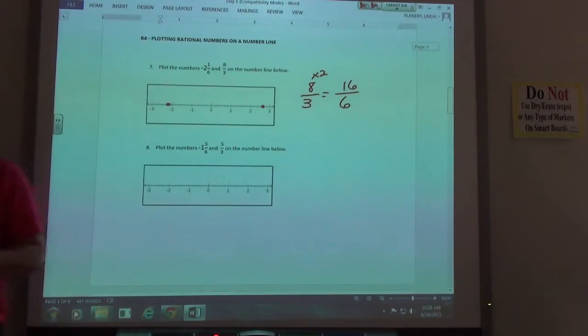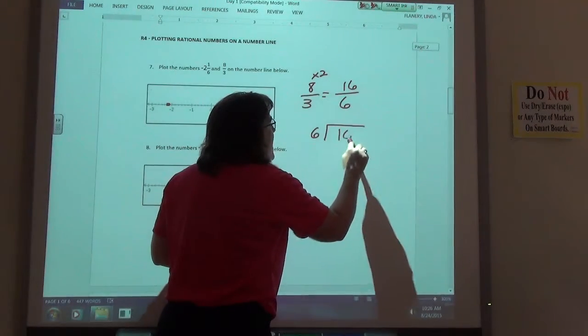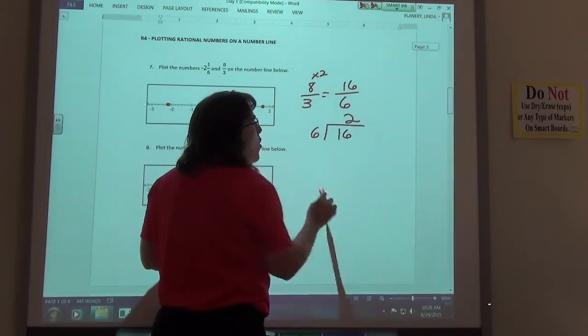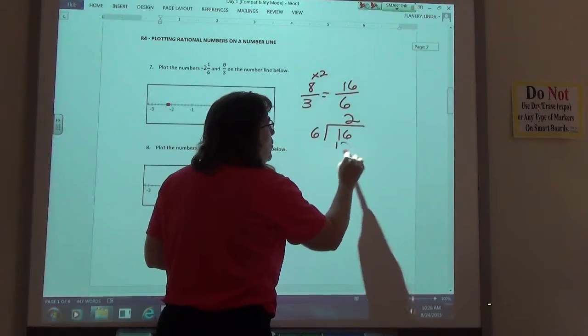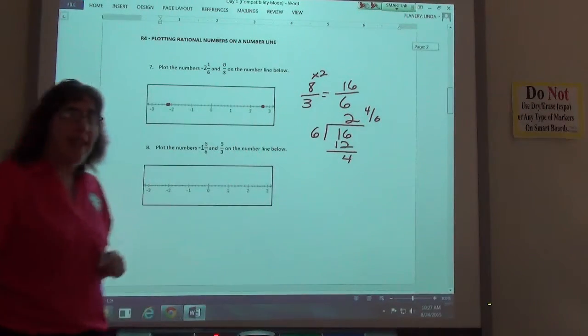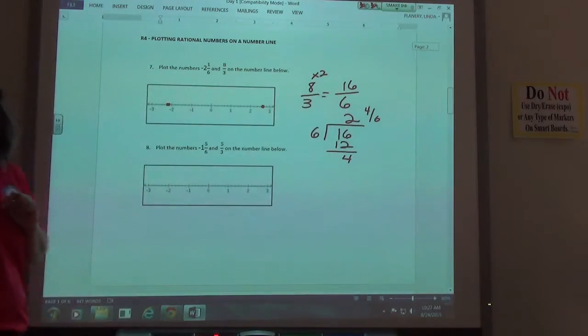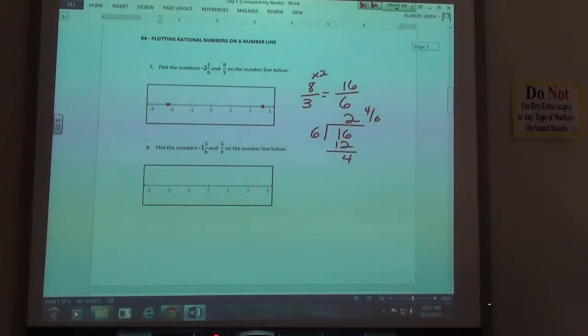Okay, I could count it out that way, or I could change it to a mixed number. If I divide 6 into 16, it goes in there 2 whole times. 6 times 2 is 12. I've got 4 past that, 4/6. So I could have just hopped over 2 and known I had to do 4/6 on that, instead of having to count all 16. Either way works.